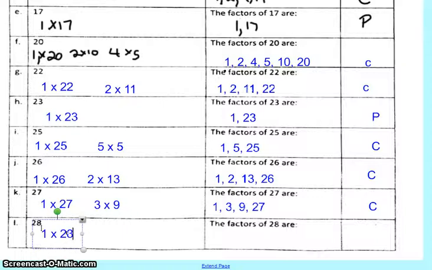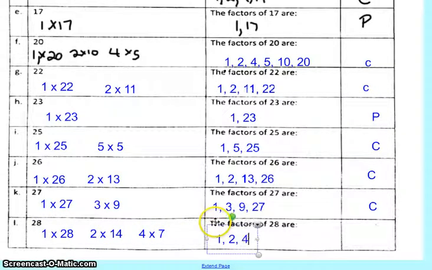28, 1 times 28. We also have 2 times 14. And we also have 4 times 7. Okay. All right, so here are our factors for 28. They're 1, 2, 4, 7, 14, 28. Okay. It has more than 2 factors, so this is a composite number.